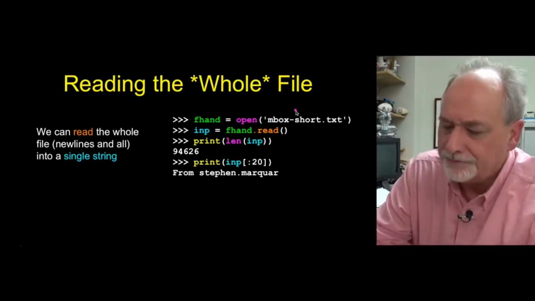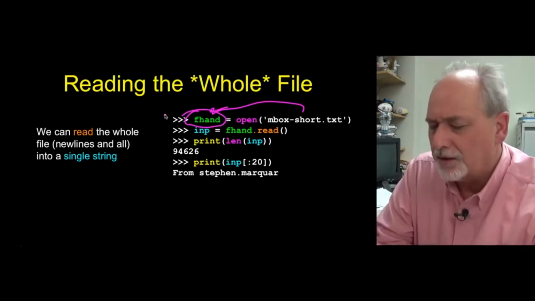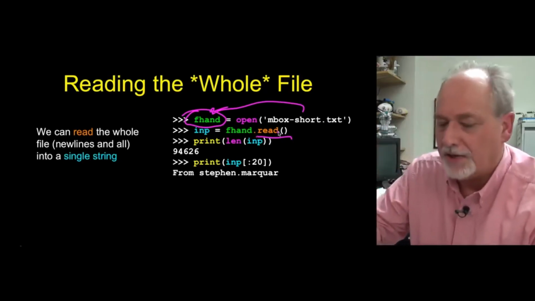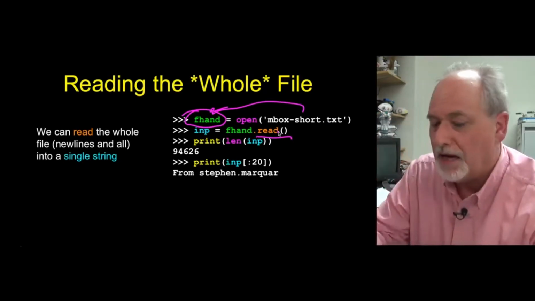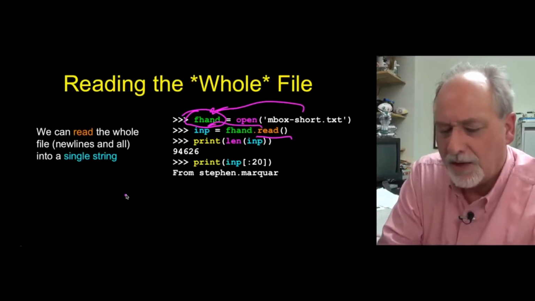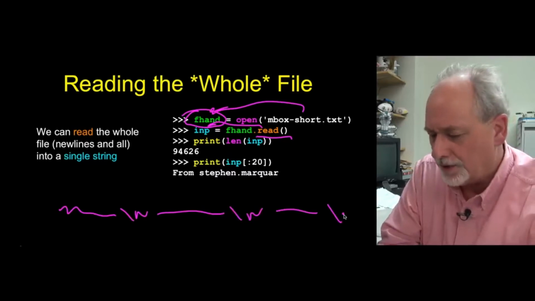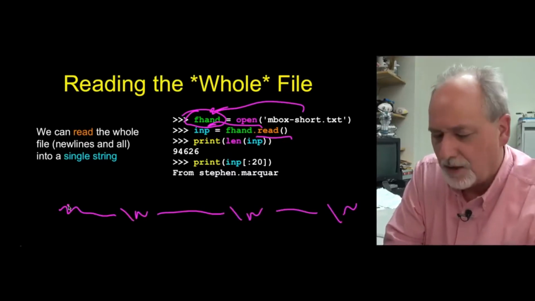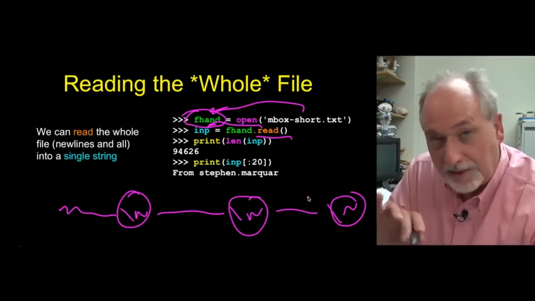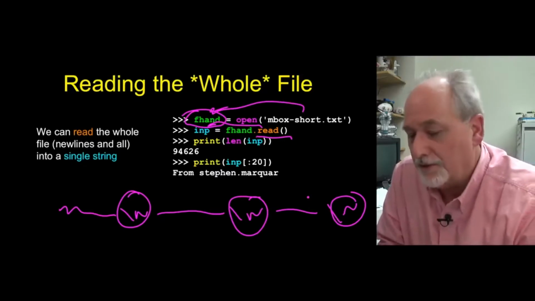So we open it and we get back a file handle object, and we call the read method, and that says go through and read all the text and give it back in one big blob, one big string, and I'll put it in inp. And so that's where you have a line, a new line, a line, a new line, a line, a new line. It's not really lines, it's just a sequence of characters with new lines in there to punctuate them. And now you can split that, later we'll see how to split that into separate lines if you want.